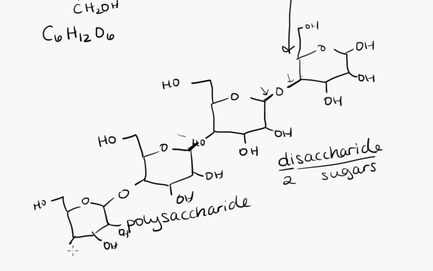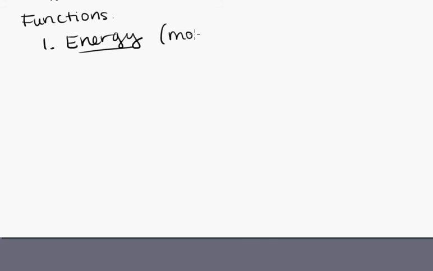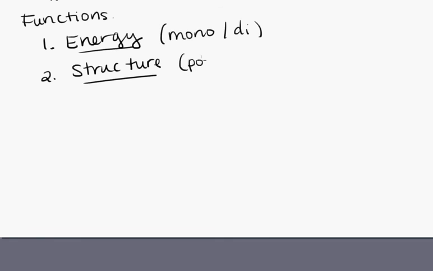Okay, so now let's talk about the individual functions. Number one, energy. So when you eat a lot of sugar, you get super hyper. So this is typically for mono and disaccharides. Number two, structure. This is extremely important. So those polymers can be used for plant cell walls, such as cellulose, which is a whole bunch of glucose molecules all bound together.